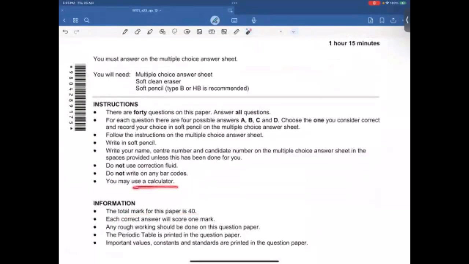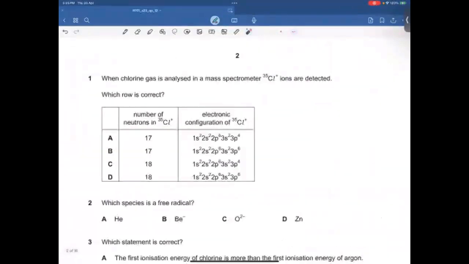You can use the calculator in this paper. Important values, constants and standards are printed in the question paper. The periodic table is also provided in this paper. Let's see what we have in this paper.